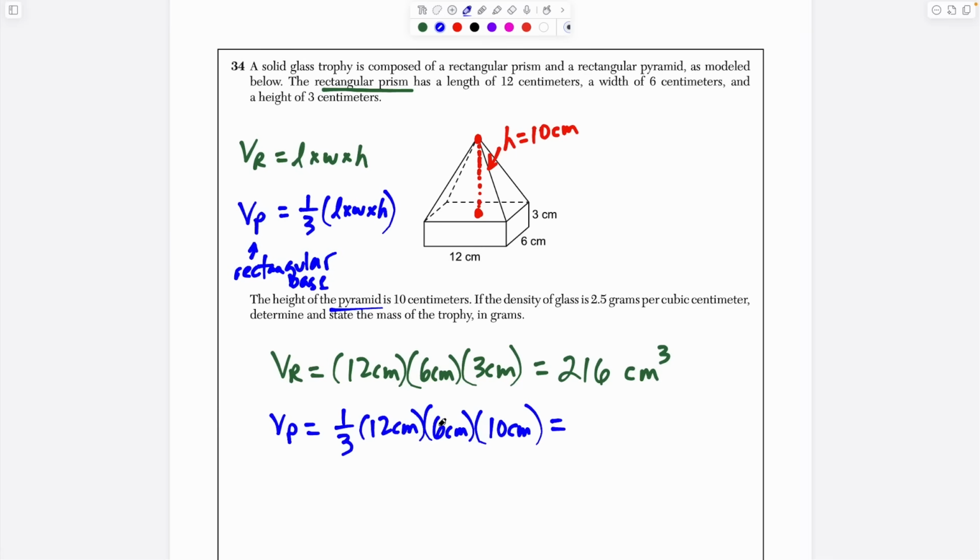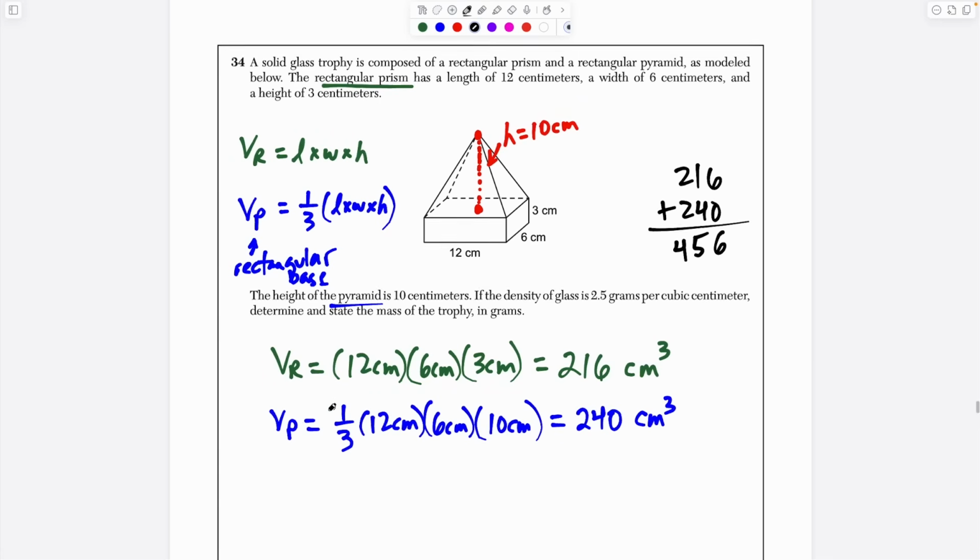4 times 6 is 24. And 24 times 10 is 240. So I have 240, and then centimeters times centimeters times centimeters is cubic centimeters. So now we could find the total volume. So if we just do the sum of these numbers here, so we just add this up, 6 plus 0 is 6, 1 plus 4 is going to give us 5, and then 2 plus 2 gives us 4.